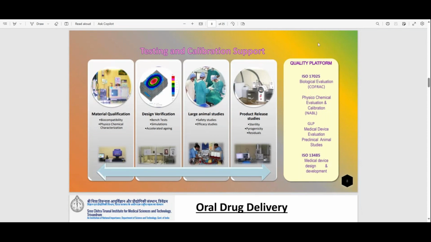Other than the technology development activities, we are also concentrating on testing and calibration services. We offer testing services based on COFRAC accreditation and also NABL accredited testing services. We follow ISO 17025 for the biological evaluation in most of our testing, and we follow ISO 13485 for medical device design and development.